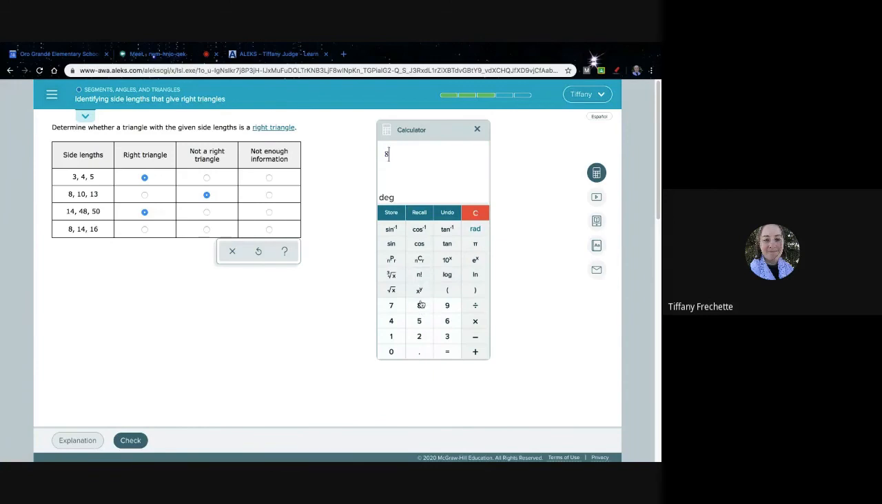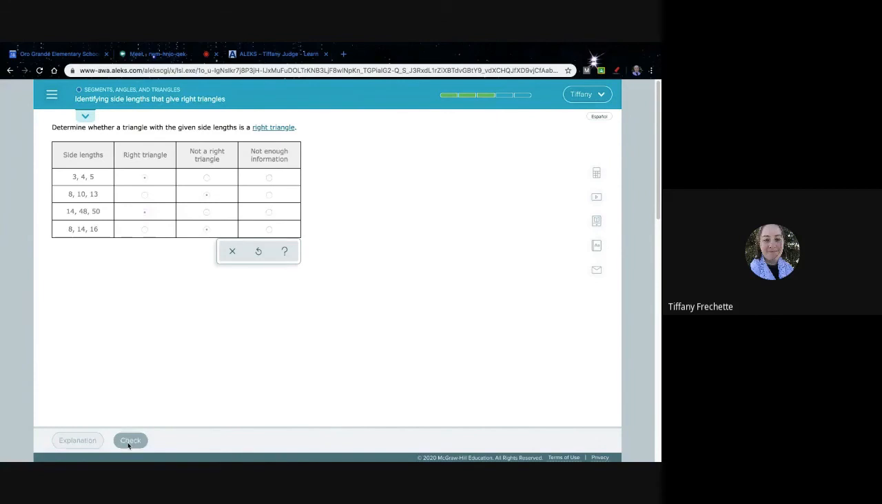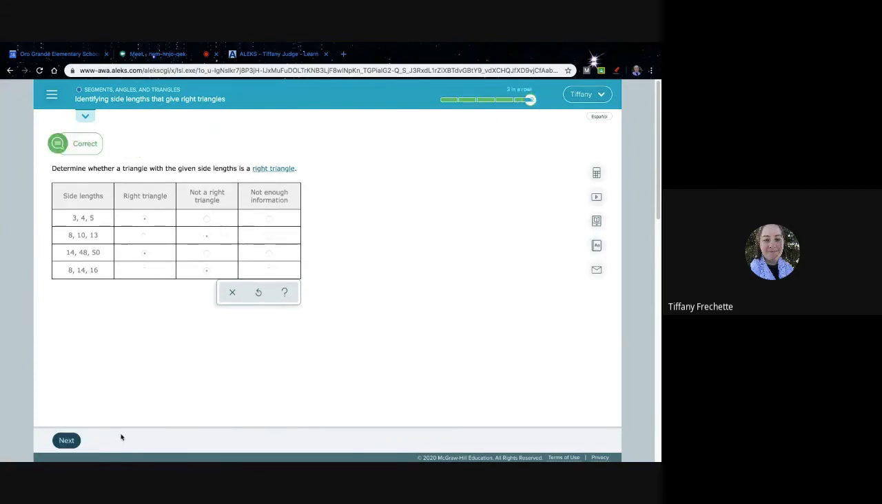And the last one here, we have 8 squared plus 14 squared. So we have 260. 16 squared, I believe, is 256. So let's see. Yes, all right, so not. Check. Okay, so we finished that one, yay.